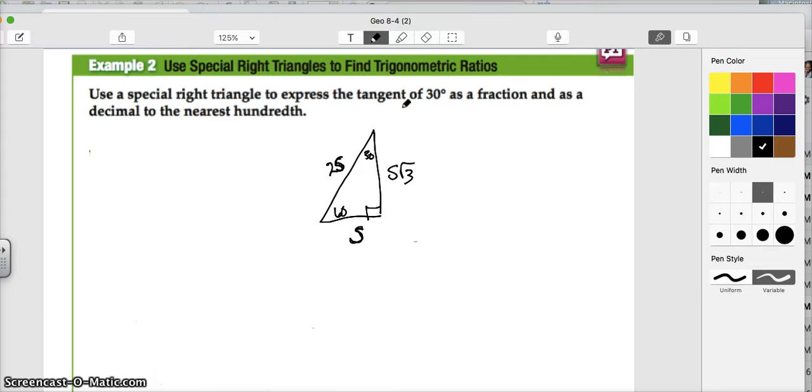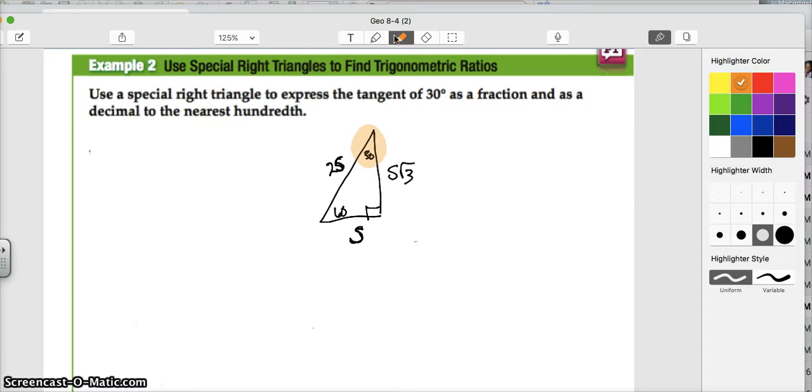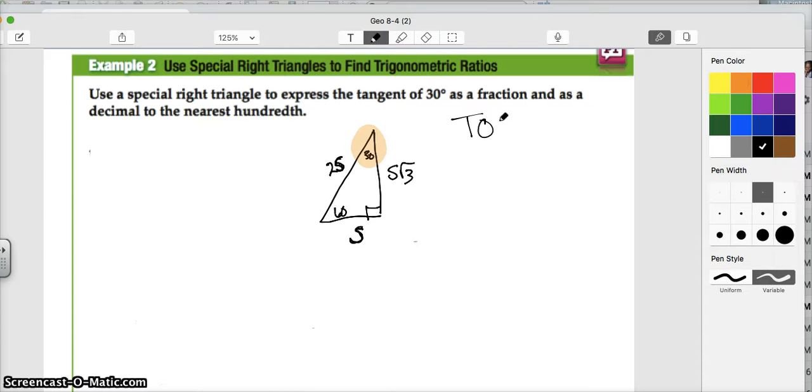Now it says use this special right triangle to express the tangent of 30 degrees. Well, we're hanging out at this angle. Tangent we remember to be TOA, right? So tangent is equal to opposite over adjacent. And then what we need to do at this point is apply what we know to what we have. So opposite of 30, because that's the angle where I'm standing at, is S. And the adjacent, it wouldn't be this guy because this is the hypotenuse. The adjacent is the other one that makes 30 degrees. So that's going to be S root 3.